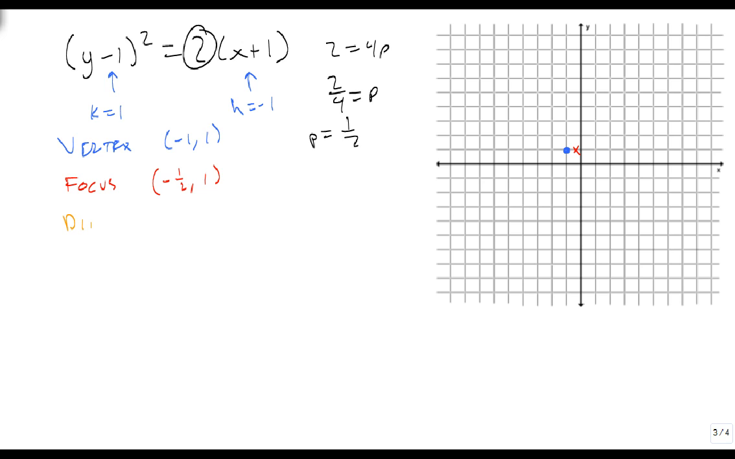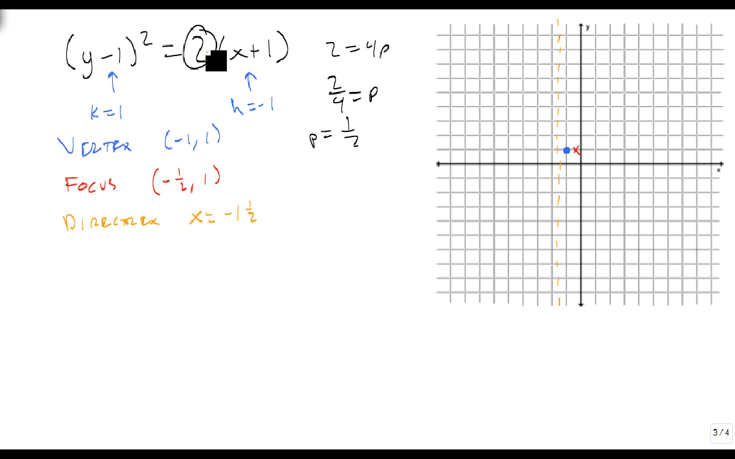Our directrix is at minus 1 minus 1/2, or minus 1.5, and it's actually at x equals minus 1 and 1/2, because it's a y squared. So it looks up here, and we get our line.